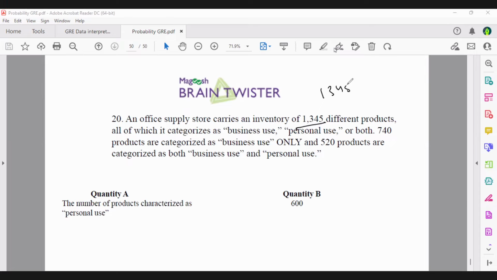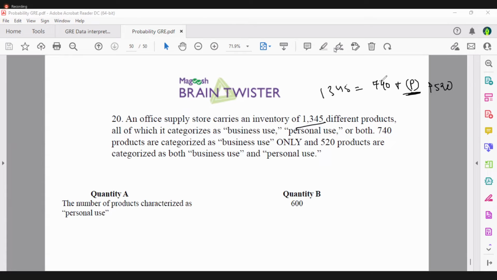Business use, personal use, or both. 740 are categorized as business use only. So that would be 740. Then 520 are categorized as both business and personal use. So what you can do is add 520 here, and this will be personal only.